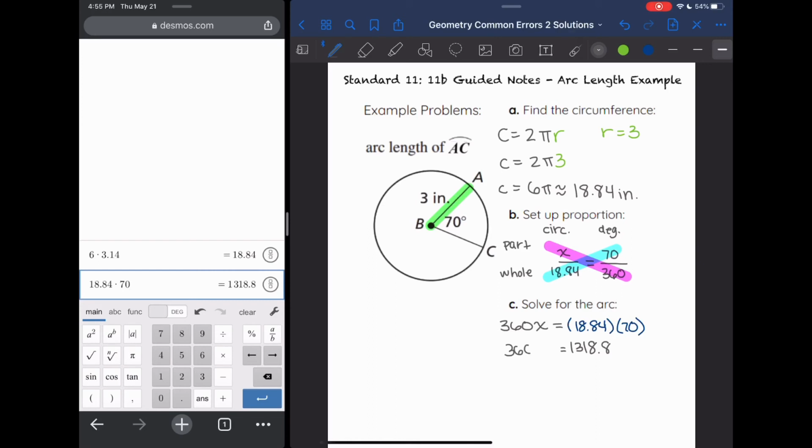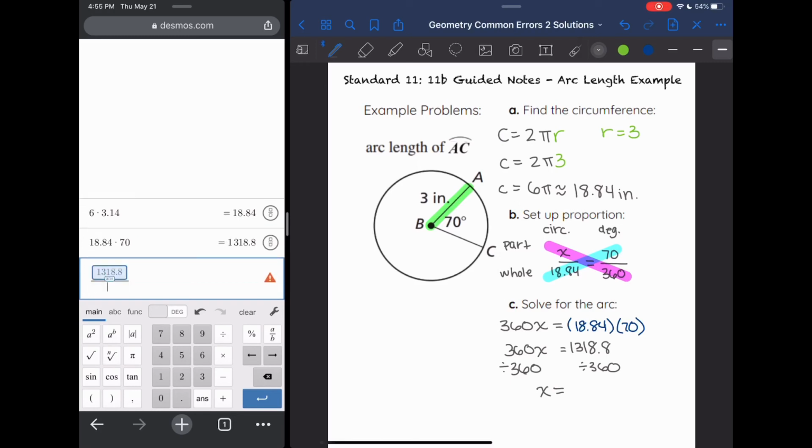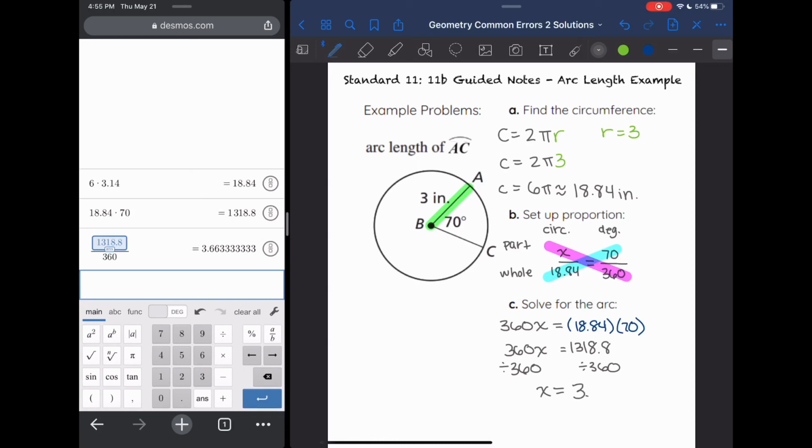1,318.8 equals 360x. Solving for x by dividing both sides by 360, we get x is 3.66. So we have just found that our arc length of arc AC is 3.66 inches.